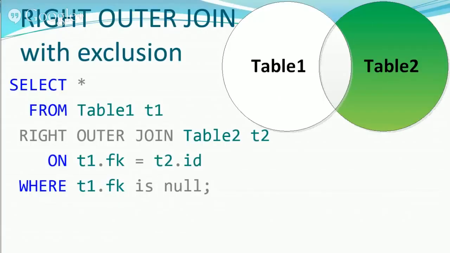Yeah, question? You talked about the difference with that last example. You moved the where, the T1 foreign key is null, into the on.